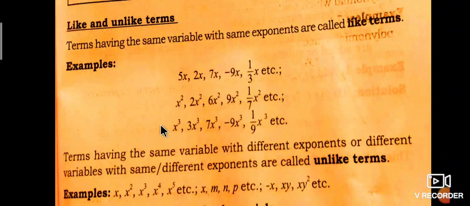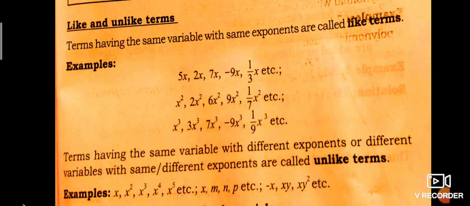The next one is unlike terms. What are unlike terms? Terms having the same variable with different exponents, or different variables with the same or different exponents, are called unlike terms.